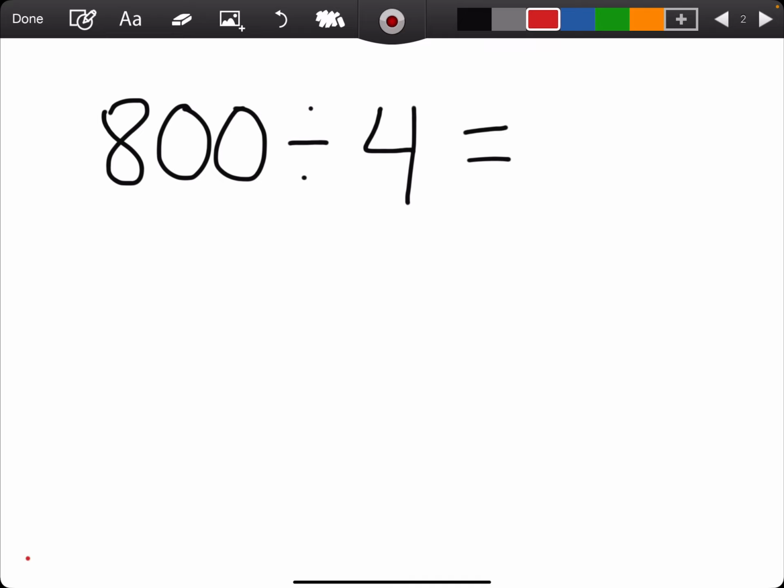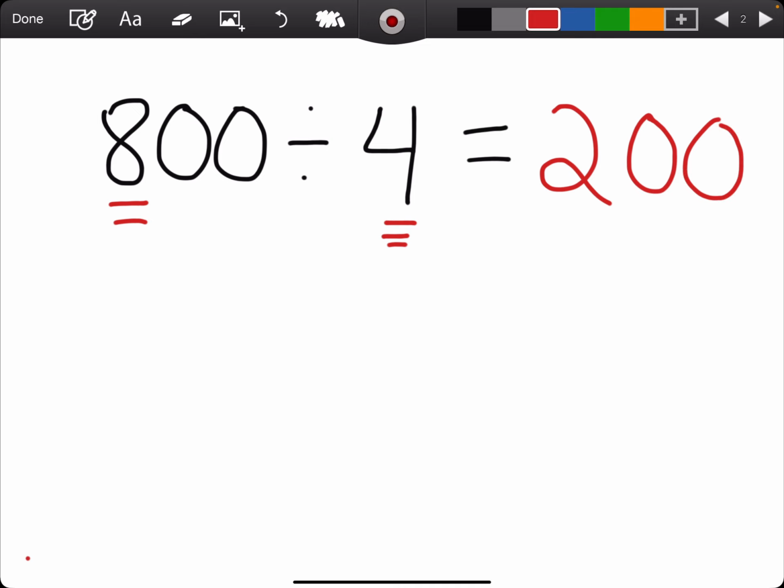First thing I want to look at is my basic fact. So my basic fact here is 8 divided by 4. What is 8 divided by 4? We know that 8 divided by 4 equals 2. So if 8 divided by 4 equals 2, 8 hundreds divided by 4 would be 200. I'm going to bring those zeros over into my quotient.